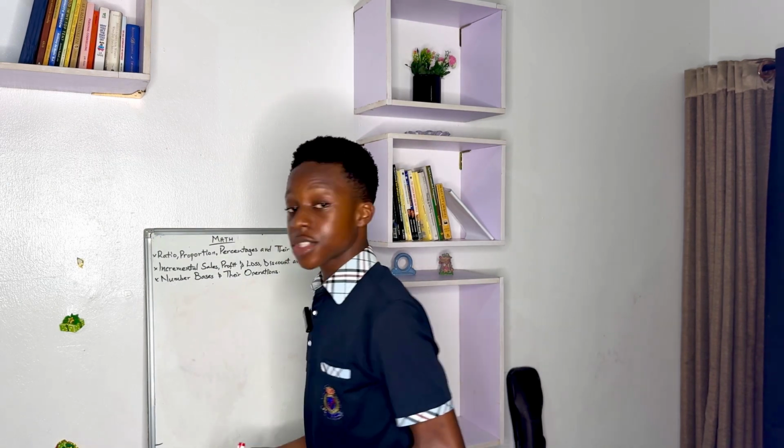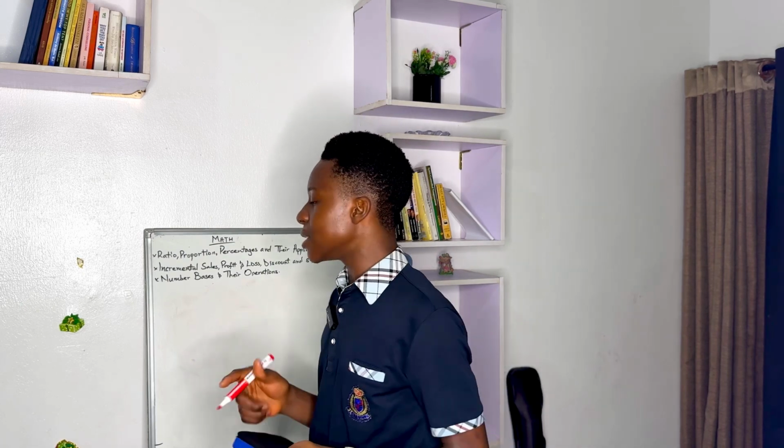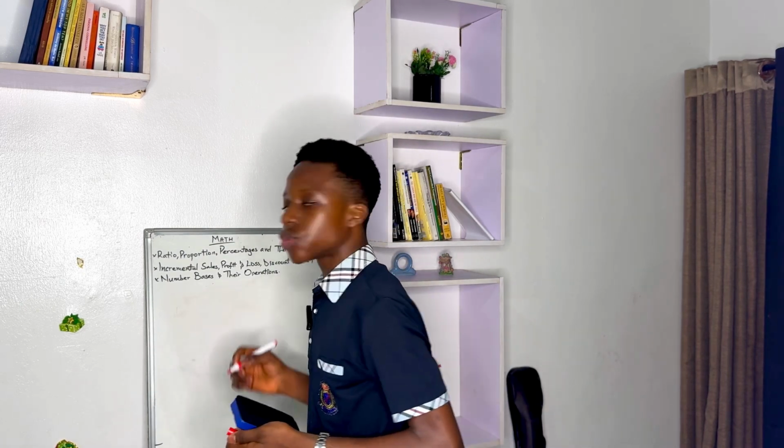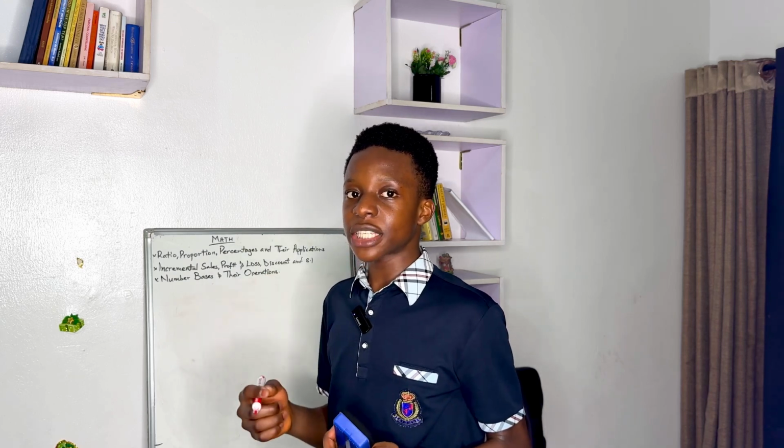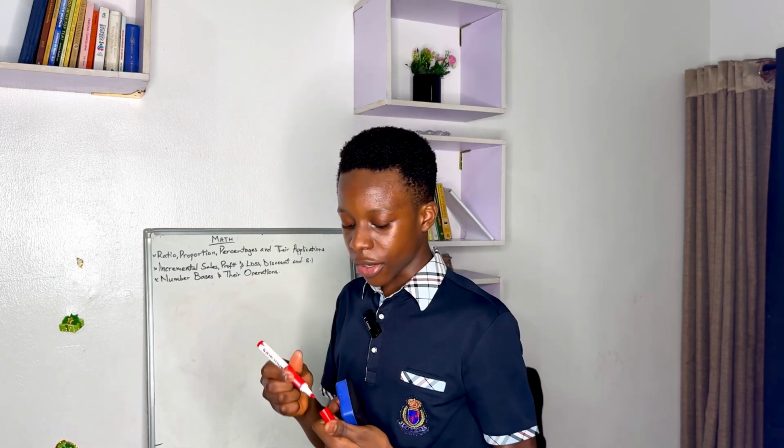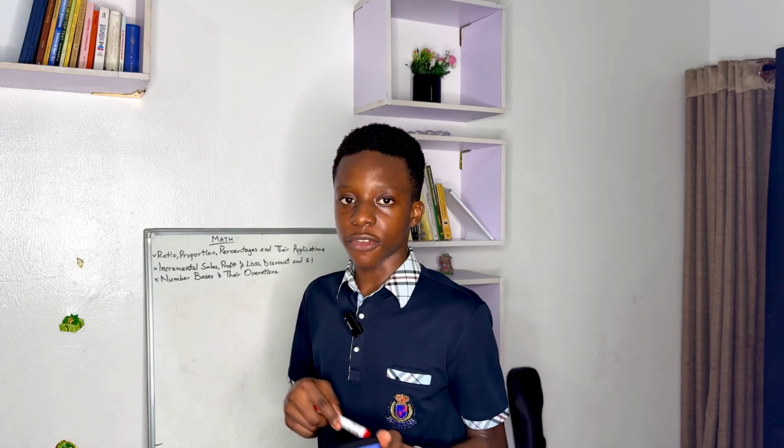And what about simple interest? Well, the formula for simple interest is the principal, which is the amount of money you pay, multiplied by the rate, multiplied by the time, and divide that by 100. So what is the simplest definition of simple interest?